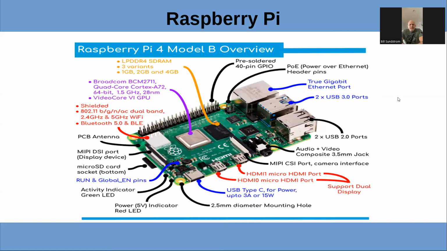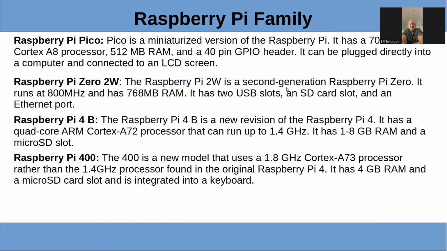Oh, okay, let's see. Is there anything I missed on there? And these are very small, by the way, probably 2 by 3, somewhere in that range, inches. Part of the family, the smallest one so far is the Pico, and I have one of those here. We'll try to fire it up in a bit.